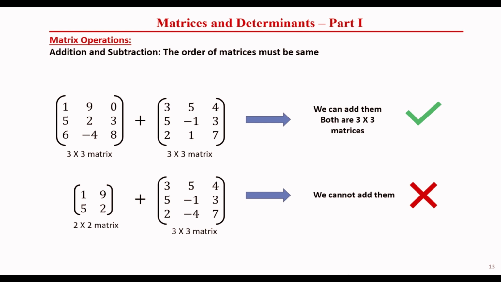So for the first set of matrix, the order of both matrices are same, so we can basically add them. But for the second set of matrix, we can see the order is not the same, so we cannot add them because we don't know which element gets added to what element from the second matrix.